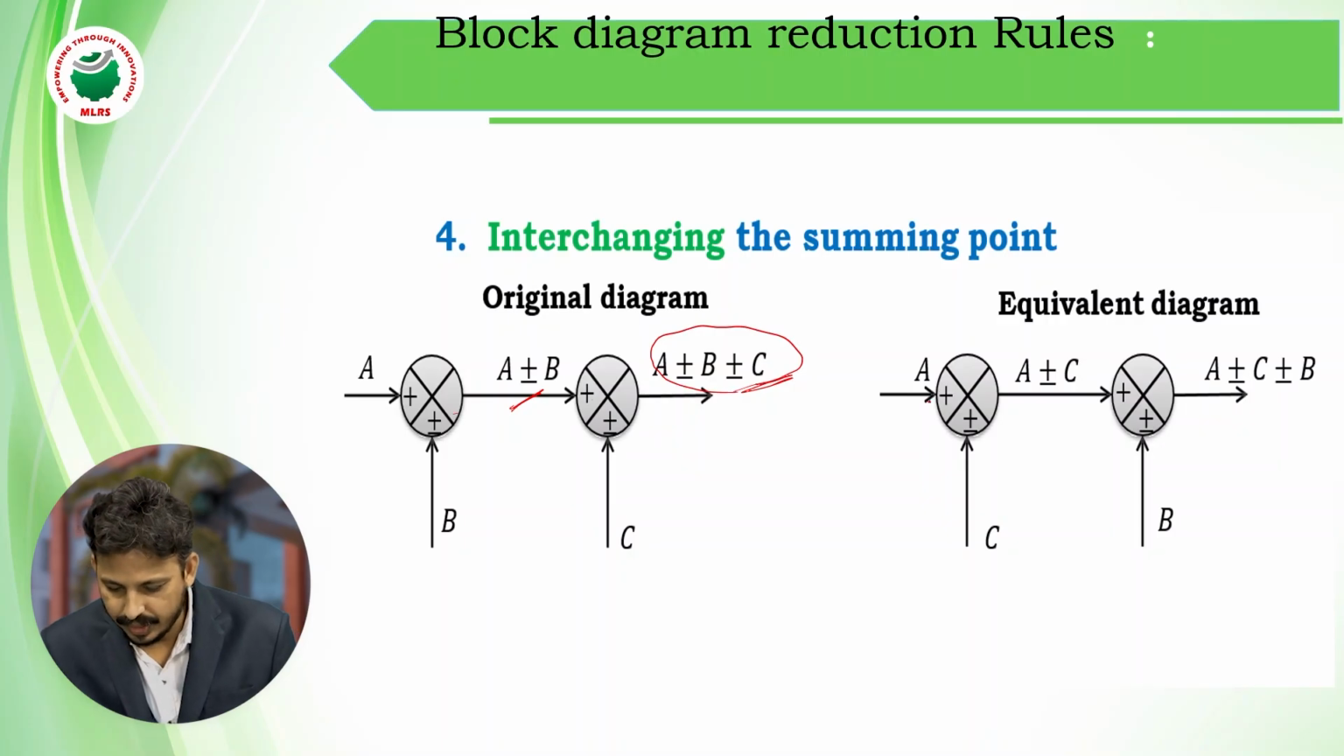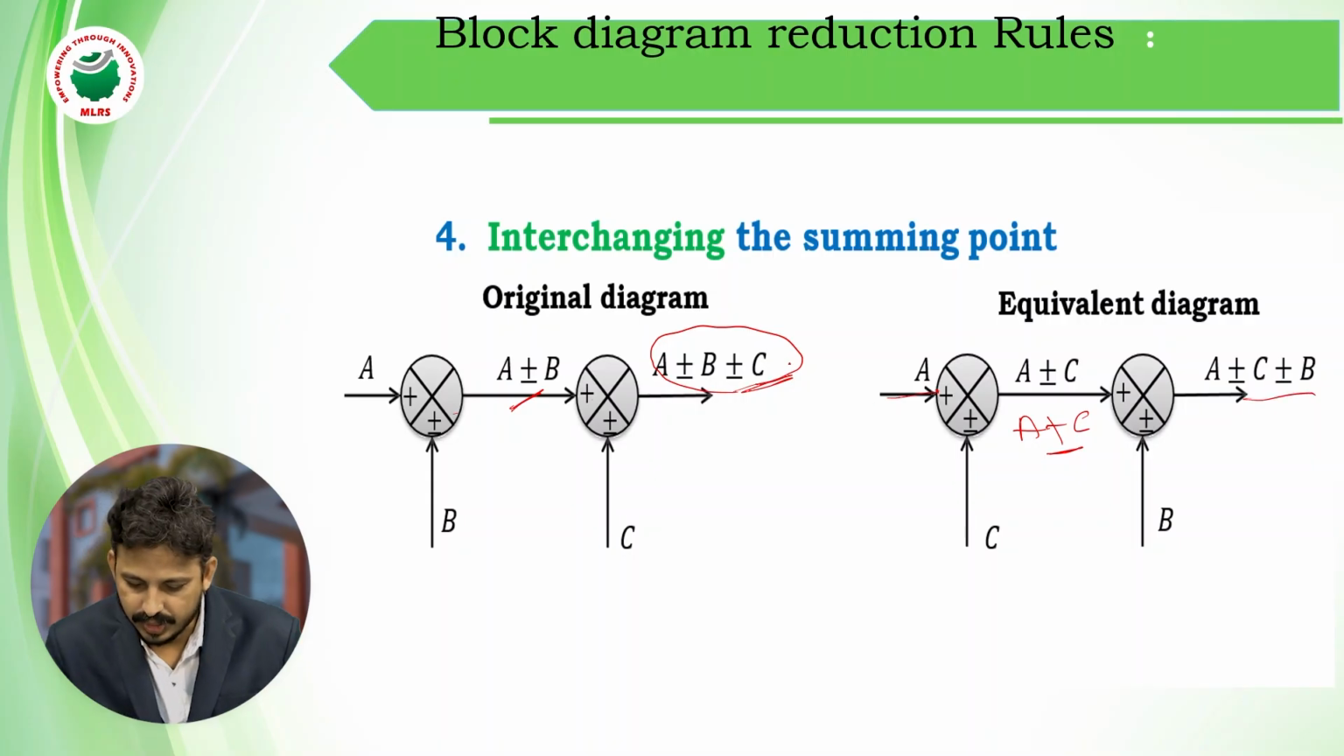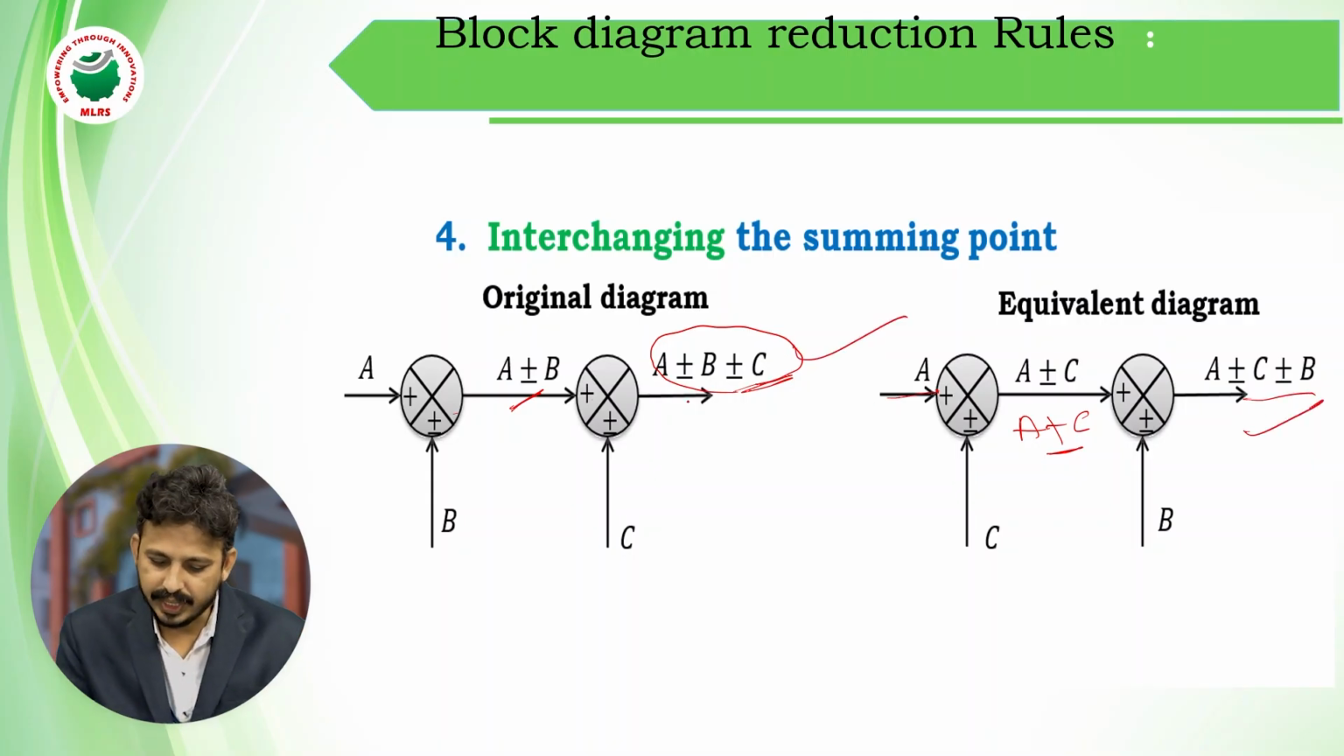See here, I am interchanging these summing points. In the equivalent arrangement, A and C are entering here, so the output is A plus or minus C. And this A plus or minus C is again entering this summing point, and the output of it is A plus or minus C plus or minus B. So these two are equal. So we can interchange the summing points.